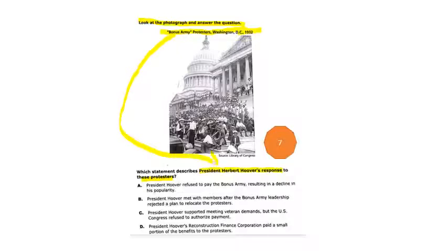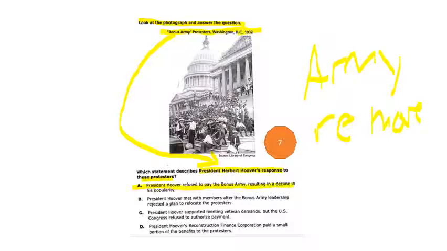So if you remember your vocab, you can remember that Hoover and Congress refused to pay them their World War I bonus early. So a lot of them left, and those that didn't leave, remember Hoover used the army to remove them. And it looked very bad for Herbert Hoover. A bunch of veterans getting tear gassed and their shanty towns burned. So knowing all this, we know Herbert Hoover refused to pay the Bonus Army, decline in popularity.